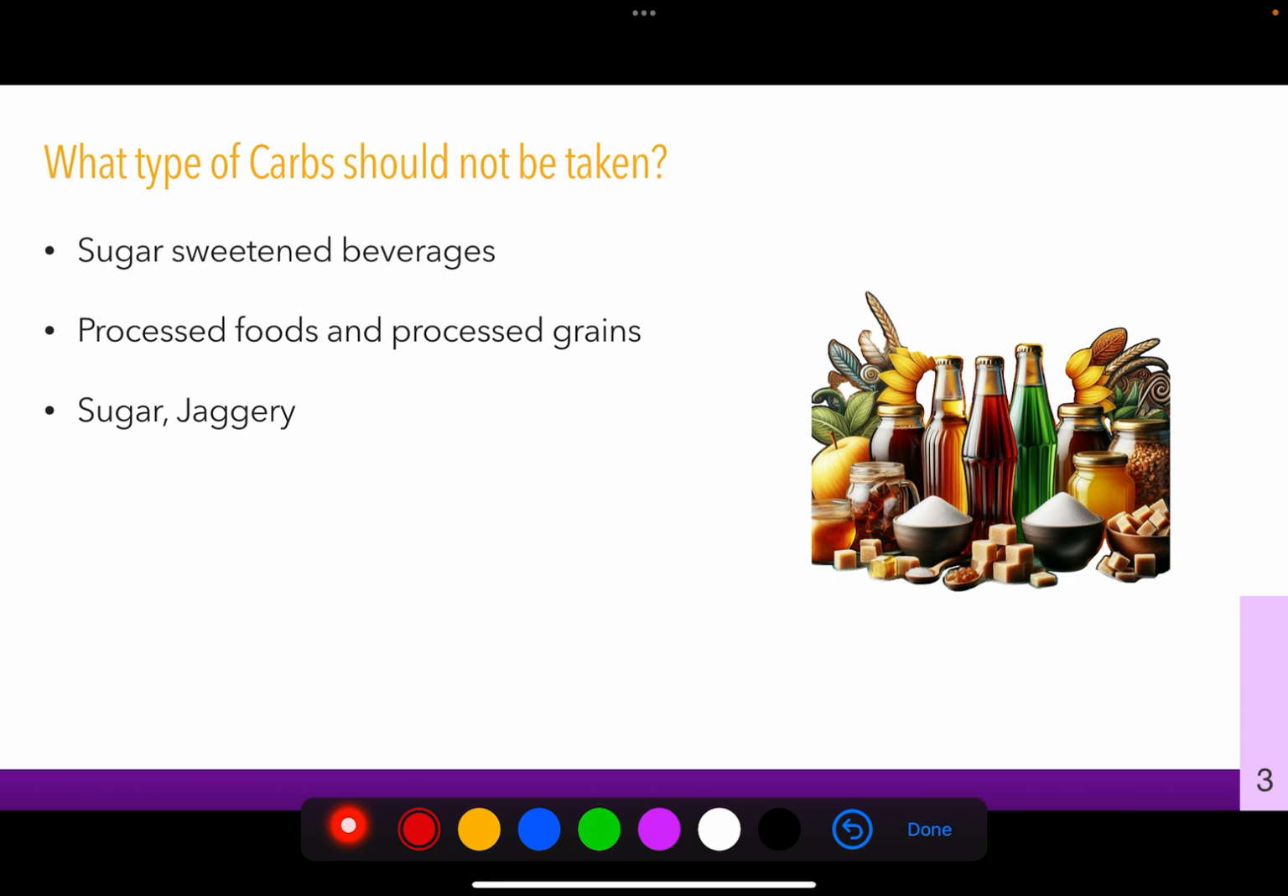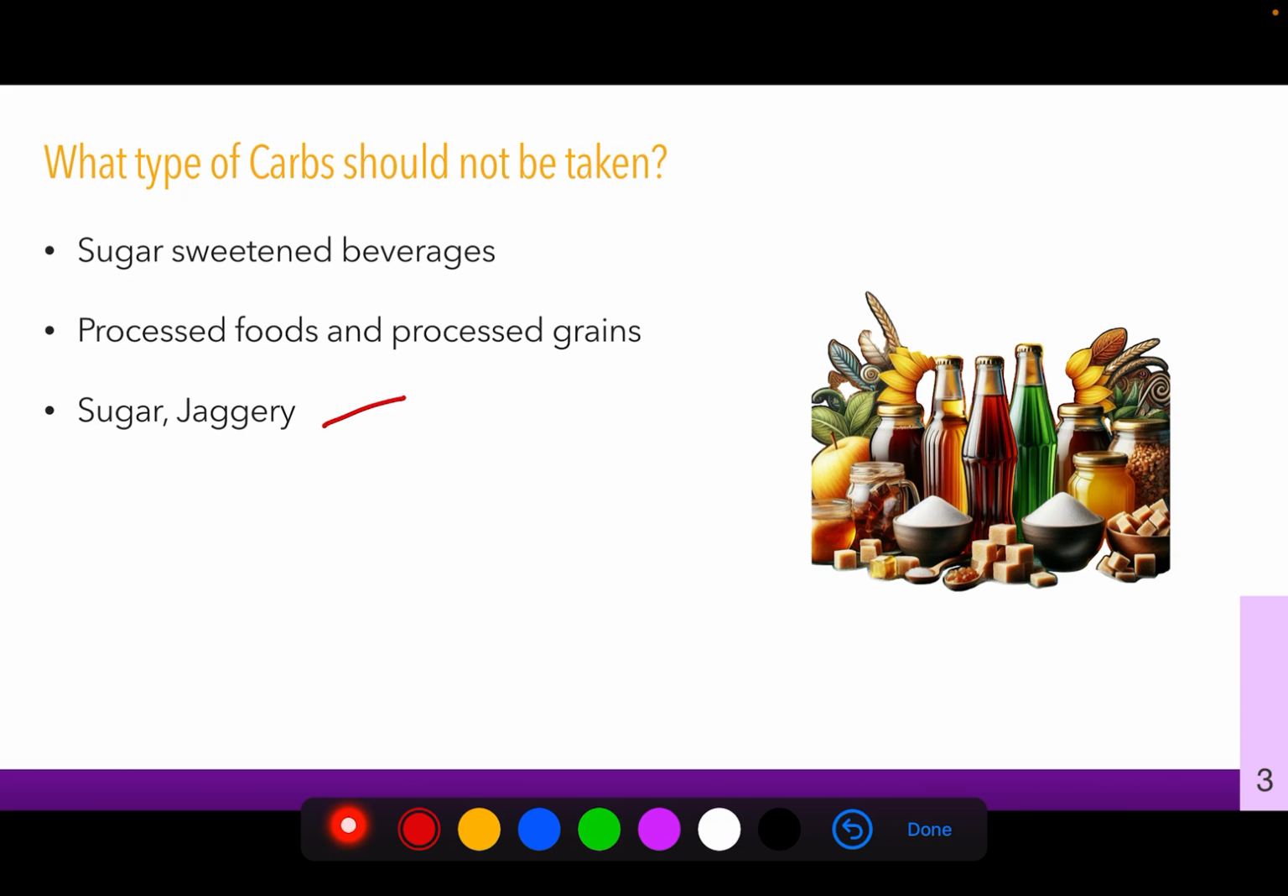What type of carbohydrate should not be taken? This is very important. If you have a patient who has diabetes, the first thing they'll say is, doctor, I have stopped taking sugar. But if you check further, they'll say, instead of sugar, I'm taking jaggery. No, sugar, jaggery, nothing. Honey, nothing should be taken if they are diabetic.